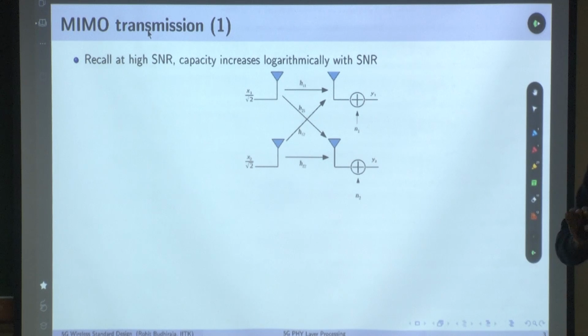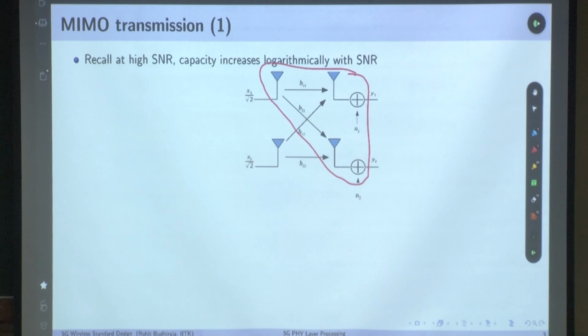Total transmit power will still be P. So, this power is P by 2 and this power is P by 2, correct? So, now let us look at this case, this system basically. I am focusing on this signal, this part of the system. What will happen?